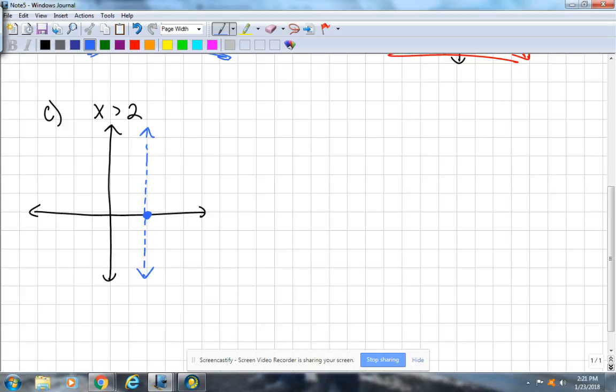And then again, we test with a test point. I'm going to use 0, 0 because it's easy. And the special thing about this one is you only have to plug in the x because that's the only variable you've got. So 0 is greater than 2. True or false? It's false. I hope 0 isn't bigger than 2. I'd rather have $2 than $0. All right. So anyways, I'm going to shade the side away from 0, 0.